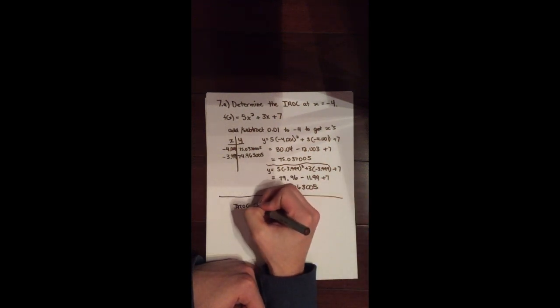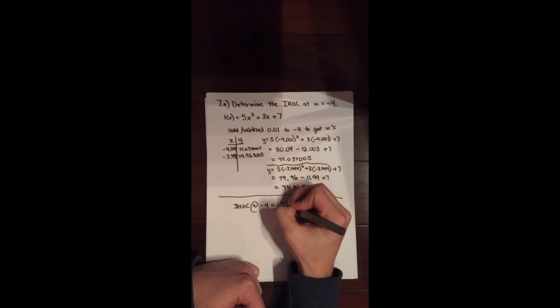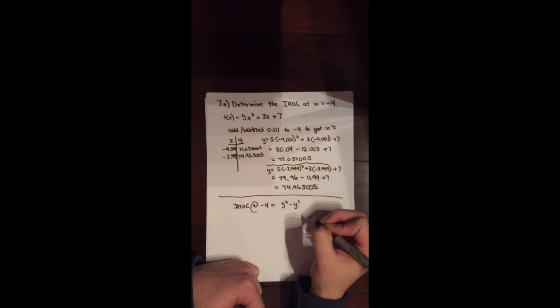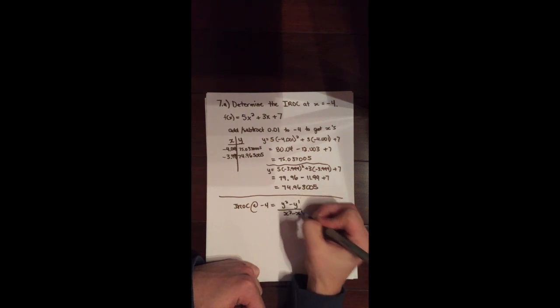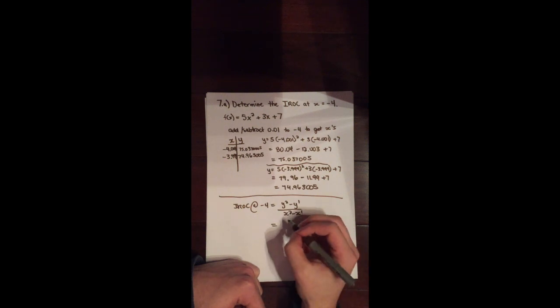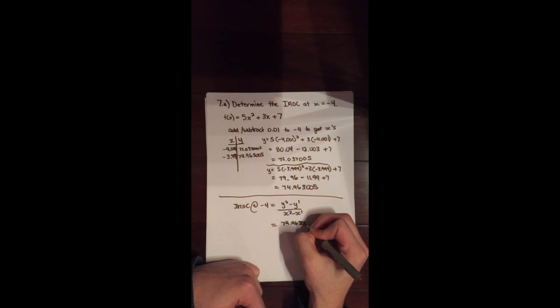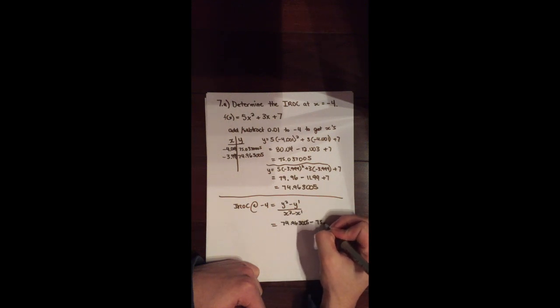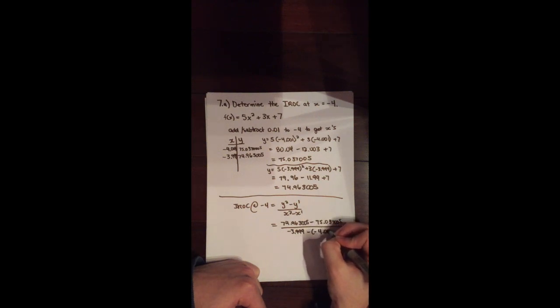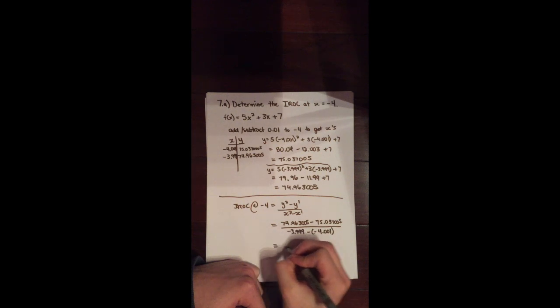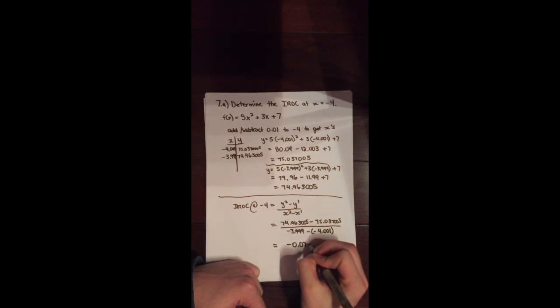To finish this off, for part A, you need to use the equation y2 minus y1 over x2 minus x1, which is a slope equation. You then plug in the values you found in the first part of the problem and solve. You're going to come up with a final answer of negative 37.